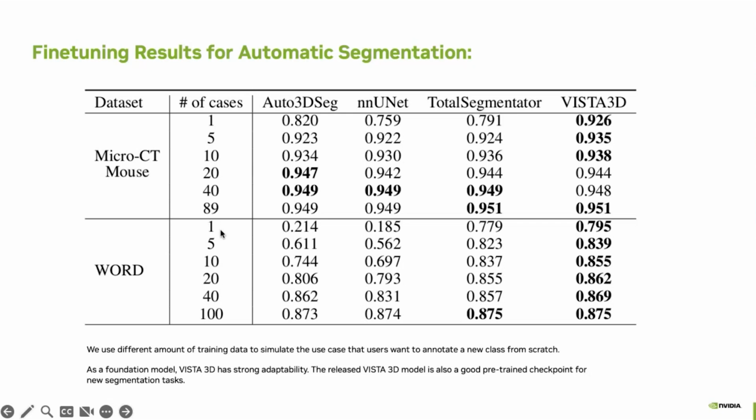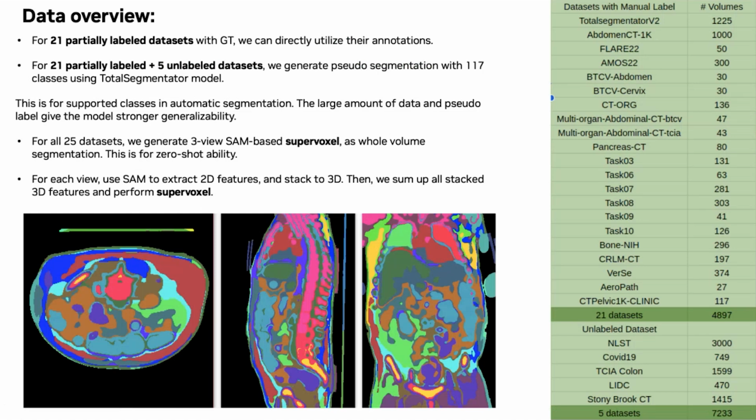We also compare on the Word dataset. The Word dataset has several organs that were not in the supported class list, and we see a similar trend. When you have few annotated examples, those pre-trained models, not starting from scratch, if you have a pre-trained model, it's going to give you a heads up when you have fewer annotated examples. And in the end, it's achieving similar performance. But still, it's giving you better results than the NUNet, if you look at this, the same here. This is for fine-tuning.